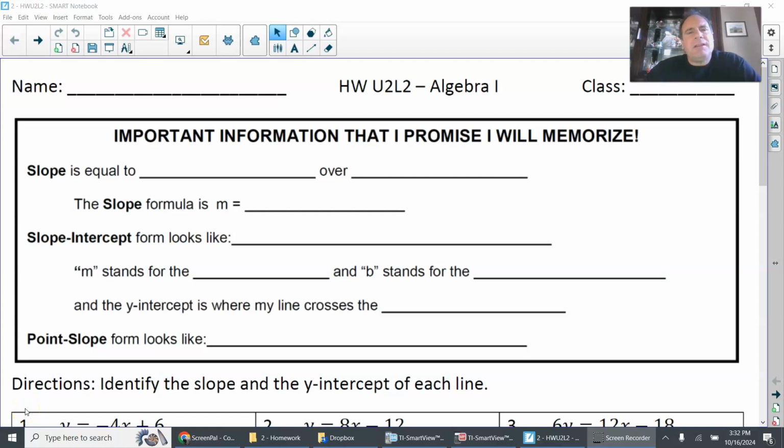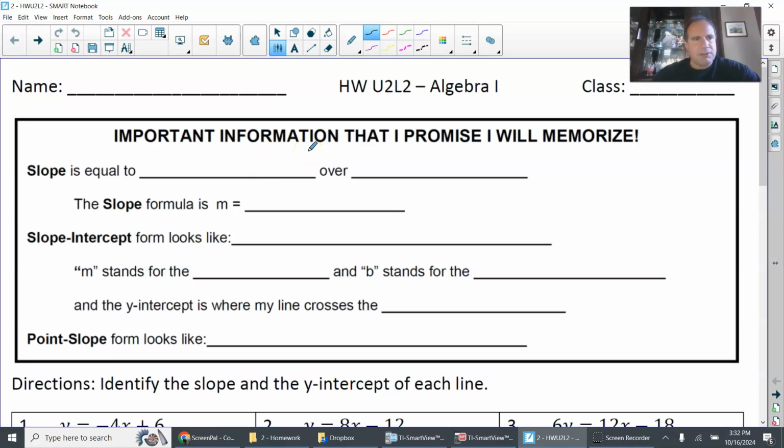Hello everyone, this video is going to show you how to solve for slope and y-intercept when the equation is given in y equals mx plus b format and when it's not.